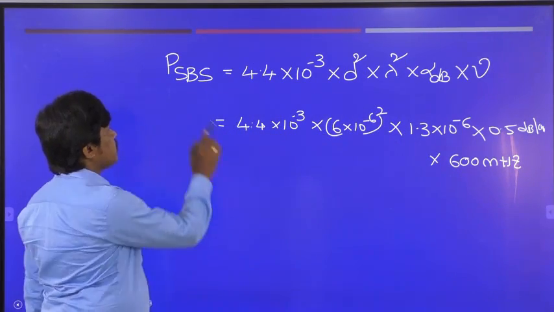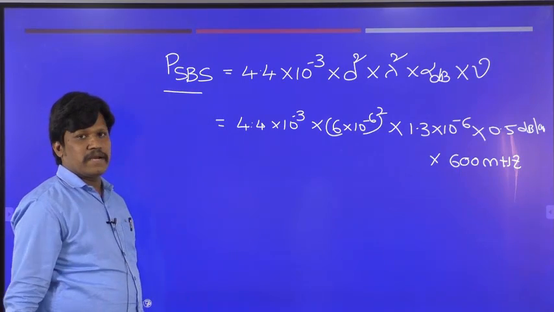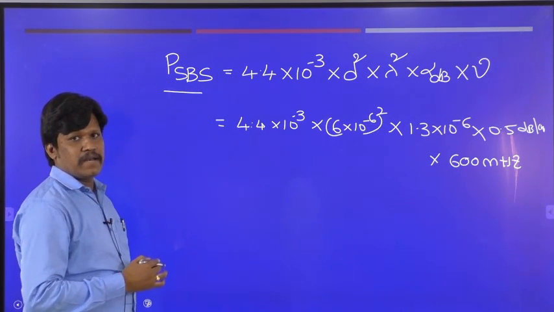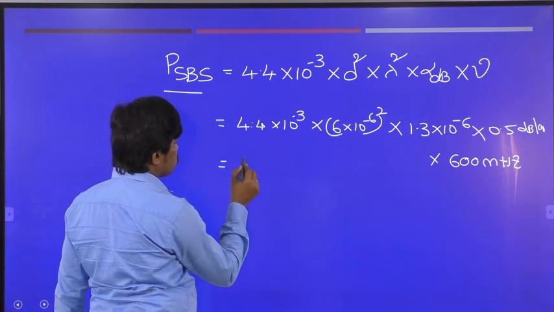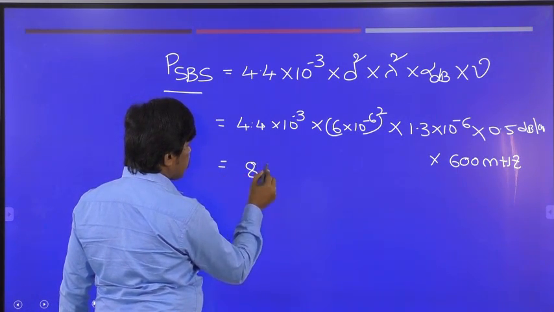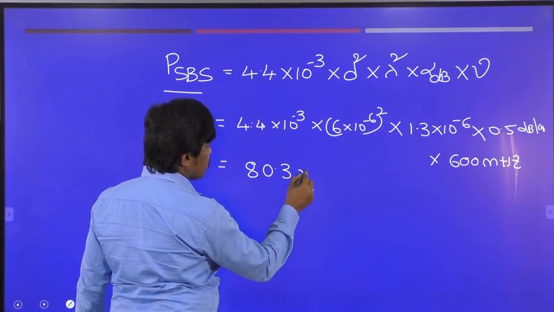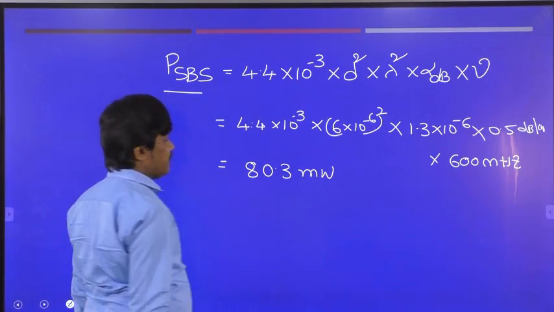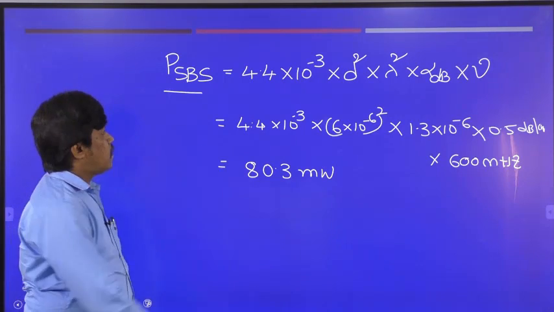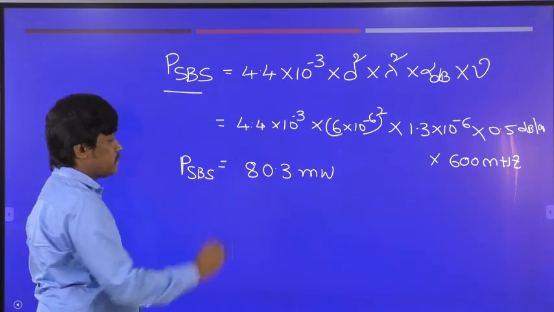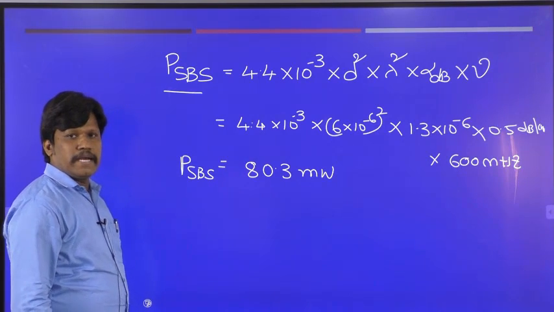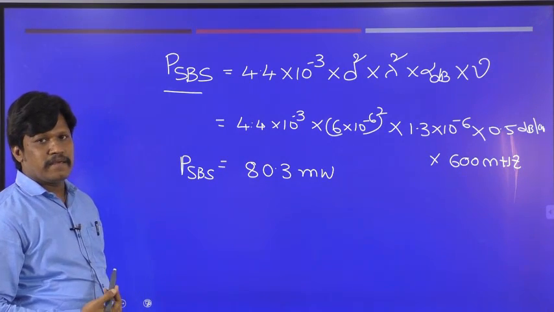After calculating, the threshold power level for stimulated Brillouin scattering is equal to 80.3 milliwatts.